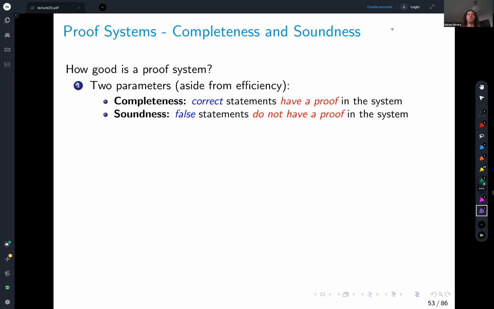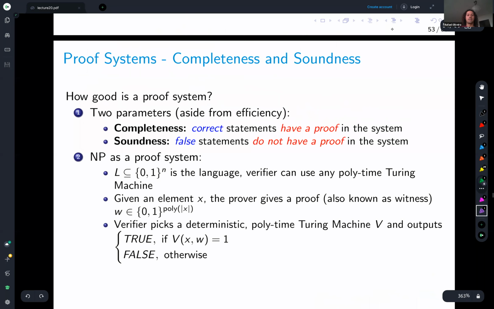So those two are very desirable characteristics of a proof system, right? If it's correct, we can prove it. And if it's false, no one can prove it. There's no proof. All right.